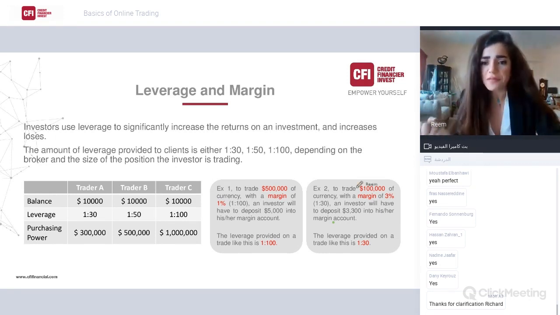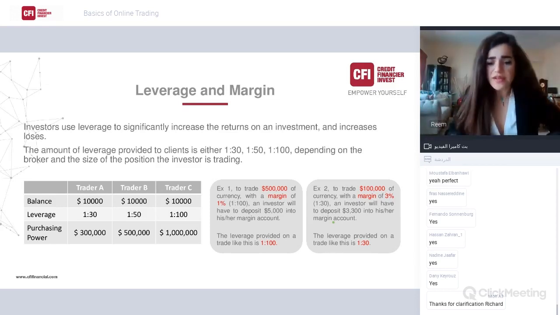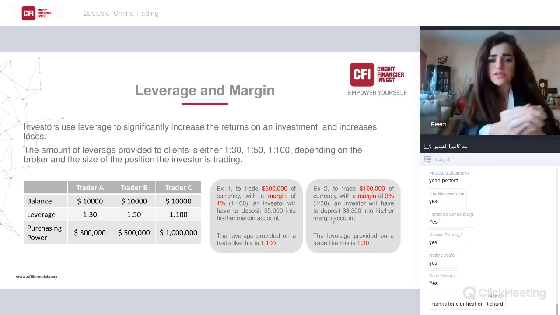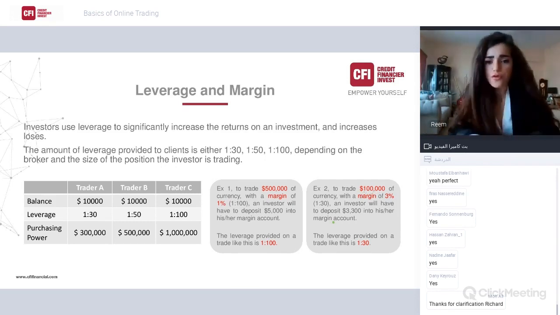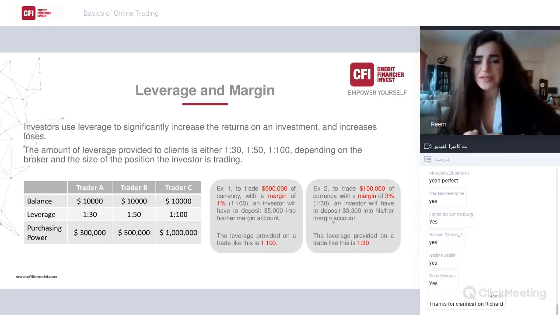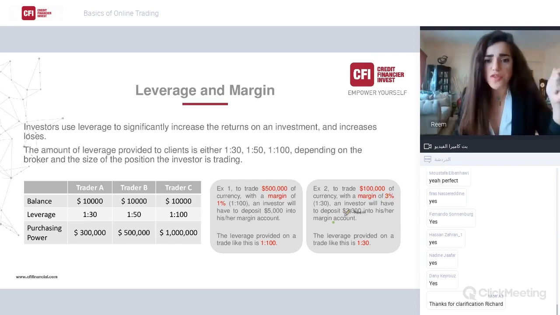So I need to have in my margin, the margin should be 3,300. What is a margin in this case? Margin is the amount locked on the side for you to control 100,000 units, for you to control that standard lot. Okay?